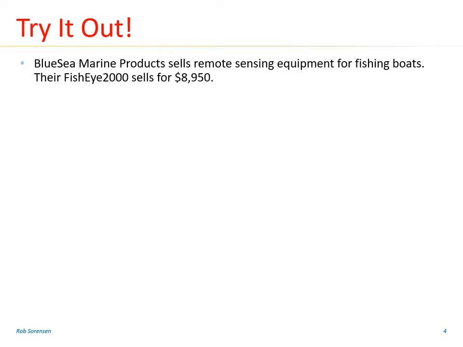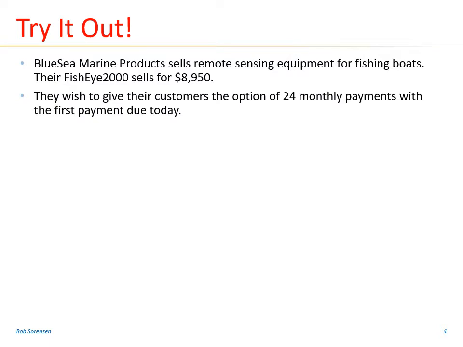In this case, we've got a company, and they sell remote sensing equipment for fish boats. Their Fisheye 2000 product sells for $89.50. They want to give their customers the option of 24 monthly payments. The first payment's due today.